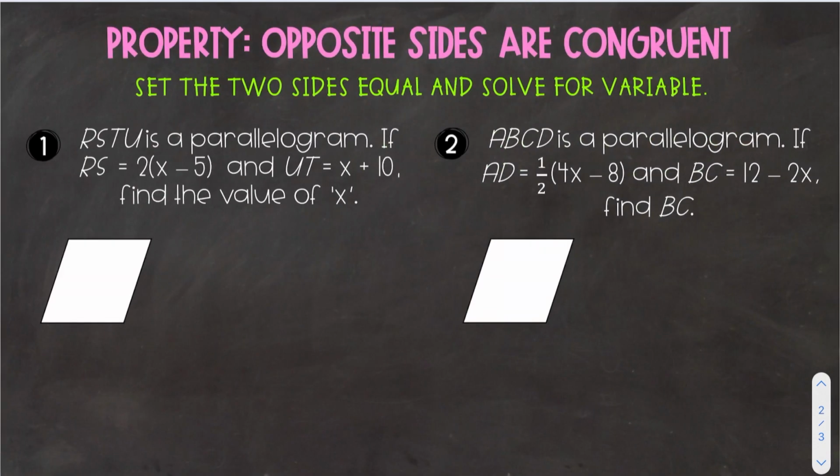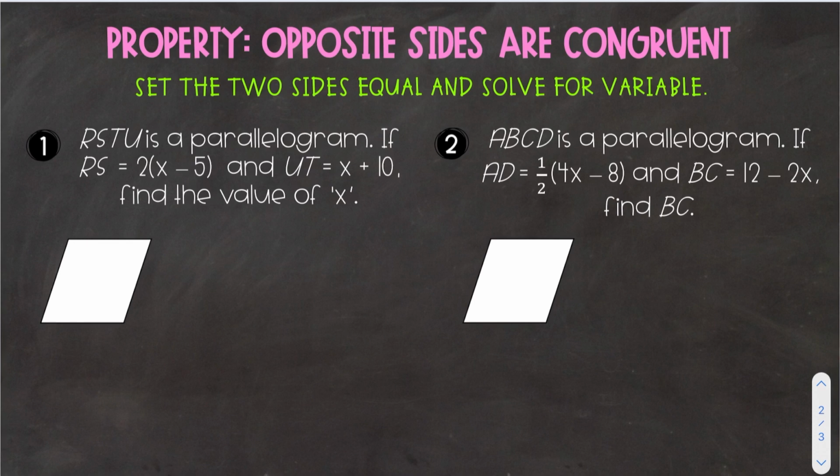Okay, the property of a parallelogram is that opposite sides are congruent. So this means once we label and we find our two sides that are opposite from each other, we're going to set the two sides equal and solve for the variable. Okay, so let's look at number 1.